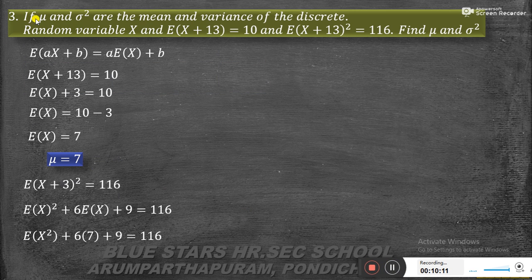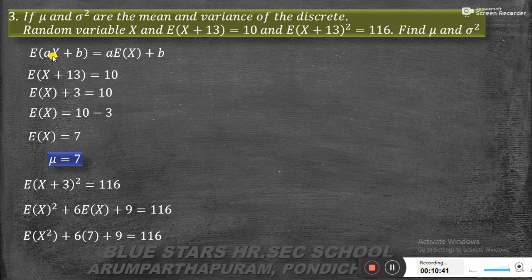Next, the third problem. If mu and sigma square are the mean and the variance of the discrete random variable x, and expectation of x plus 3 equal to 10, expectation of x plus 3 whole square equal to 116, find mu and sigma square, the mean and variance.